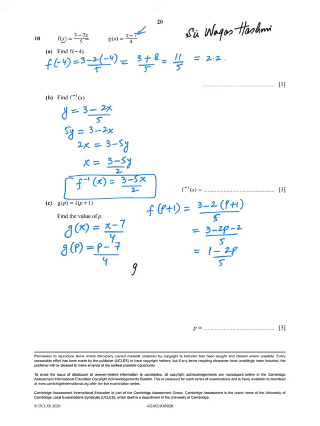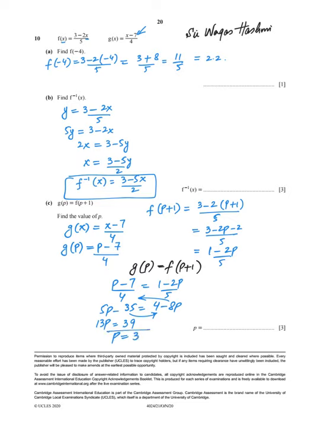The condition is that g of p equals f of p plus 1. So g of p is p minus 7 upon 4, right? And f of p plus 1 is 1 minus 2p divided by 5. By cross multiplication, it's 5p minus 35 equals 4 minus 8p. We need to make p the subject, so I need to shift 8p to the left side. So 5p plus 8p is 13p equals minus 35 on the right side, 4 plus 35 is 39, and p equals 3. That is your answer.